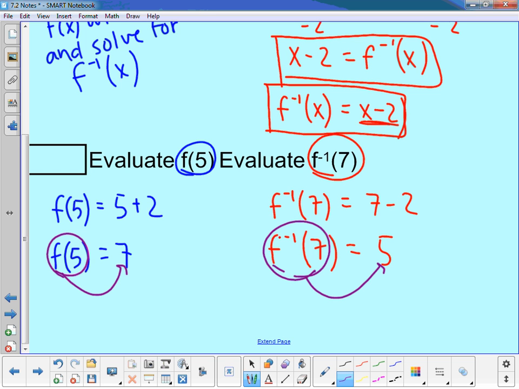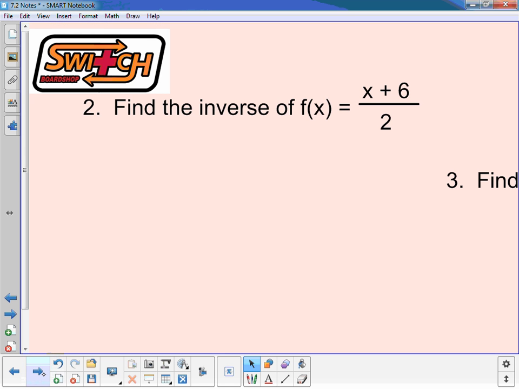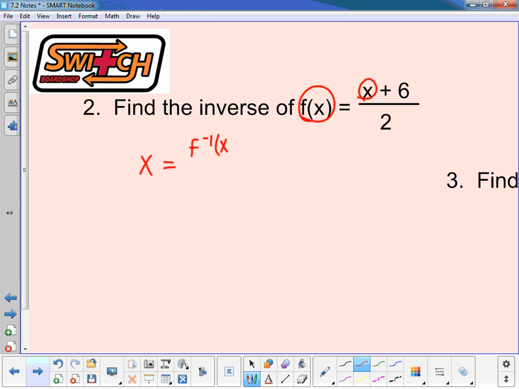Let's take a look at example 1 and see if we can just solve that there. Actually I should say that's number 2. In number 2 it says find the inverse of f of x is equal to x plus 6 over 2. So again, I want to switch the x and the y values. So I'm going to switch that with that. And what that's going to look like is having x equal the inverse of x plus 6 divided by 2.